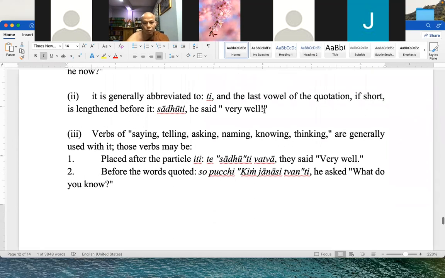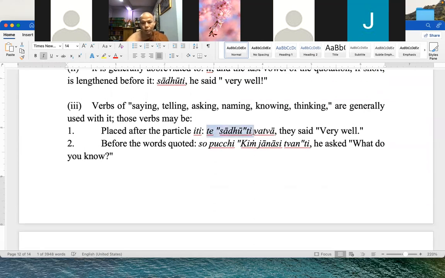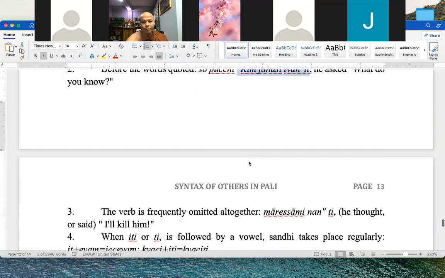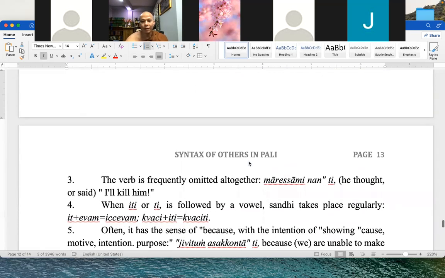And after the verb also. For example, Sadhuti with the verb, or that is also before the verb. And then Pucchi, Kinjanasi ti. He asked, what do you know? Or what did you know? In this way, after the main verb it can also be seen. So the position is before or after, but because of that iti, it can be understood as a quotation. Oh, okay. Yes, thank you, Bante.